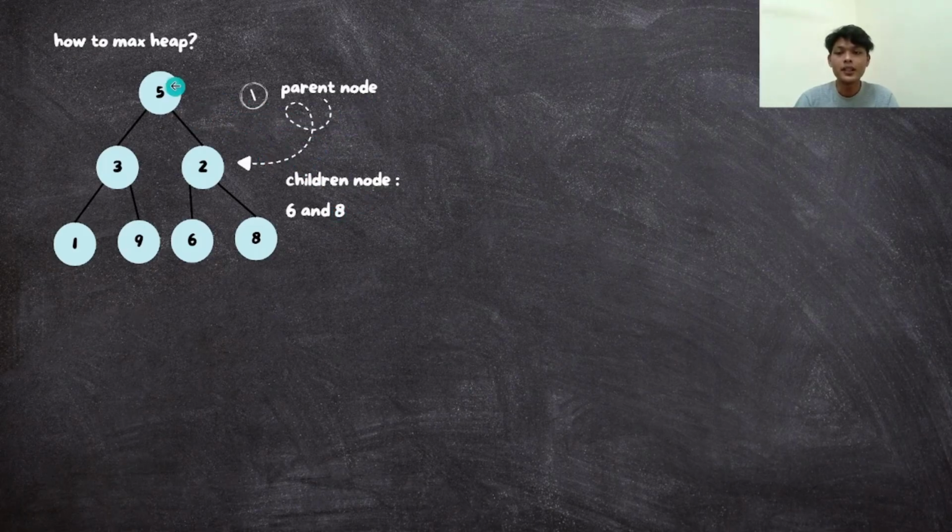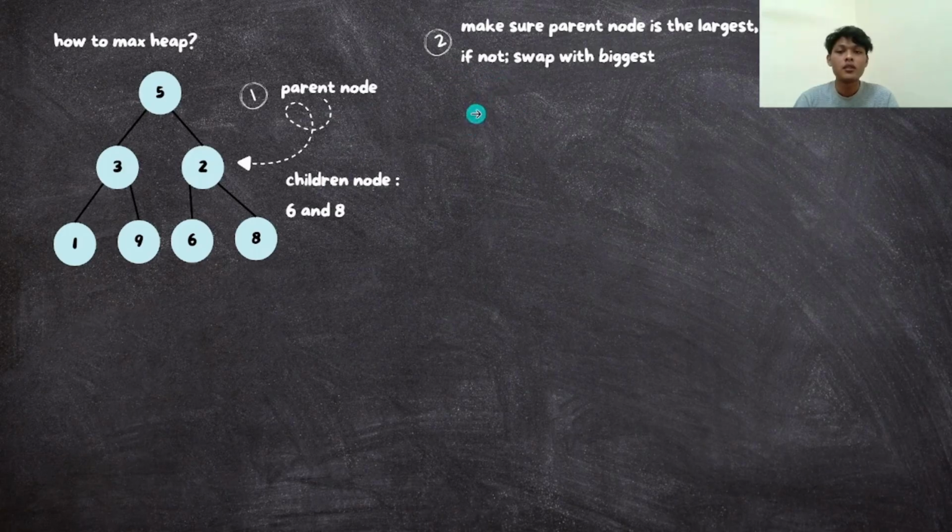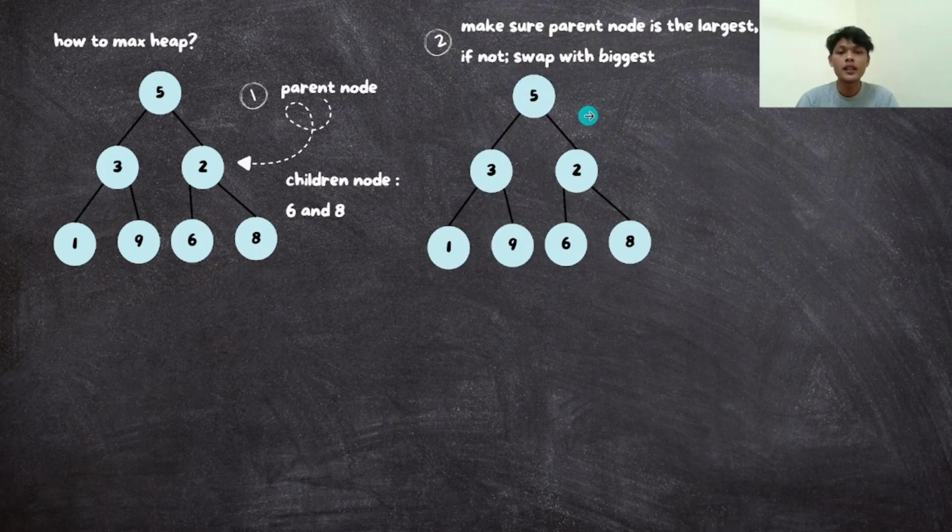So another example, if my parent node is 5, then my children nodes are 3 and 2. So next step, we need to make sure the parent node is the largest, and if not, we swap with the biggest children. So let's say at the left subtree, we start with the bottom left subtree. 3 is our parent node, however, the biggest children is 9. So we swap it.